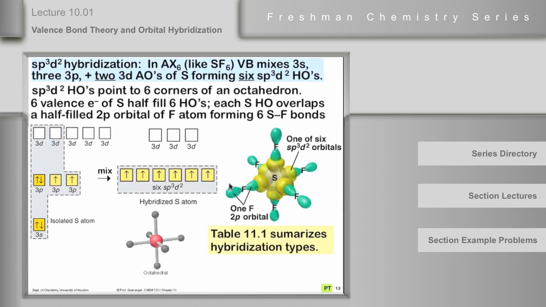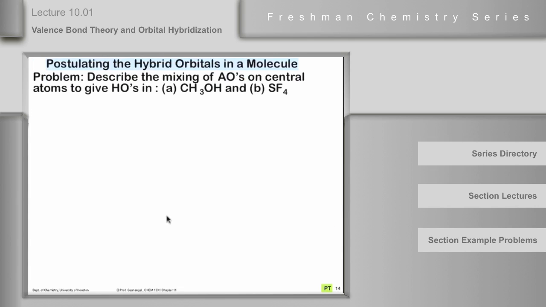Okay, table 11.1 summarizes the different hybridization types from sp to sp3d2, and you need to commit that to memory. Okay, I want to go through a couple of cases that have some complications to them to be sure that you see what needs to be done.